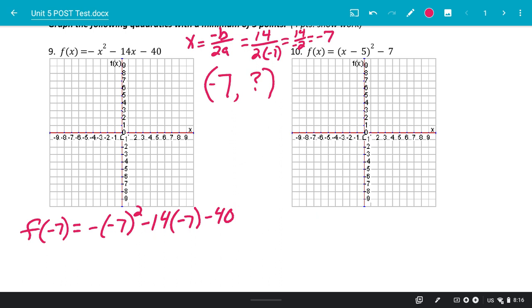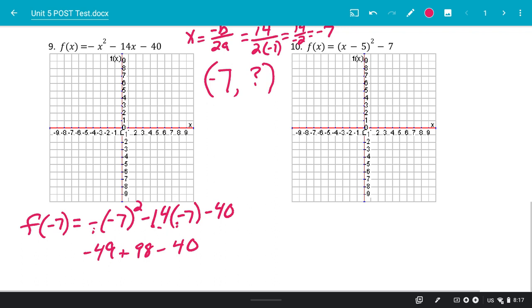F of negative 7 equals negative 7 squared minus 14 times negative 7 minus 40. Okay, negative 7 squared is 49. It's a positive 49, but then there's this negative on the outside, so it's a negative 49. Negative times a negative here in the middle is a positive, and 14 times 7 is 98 minus 40. So if I take my negative 49 plus 98 minus 40, that equals 9.